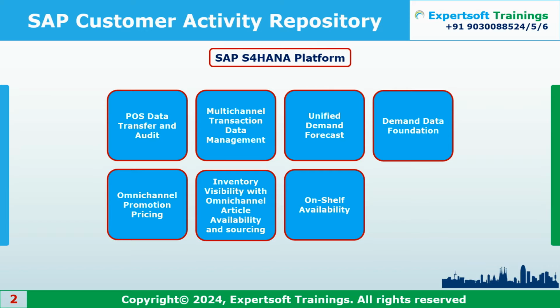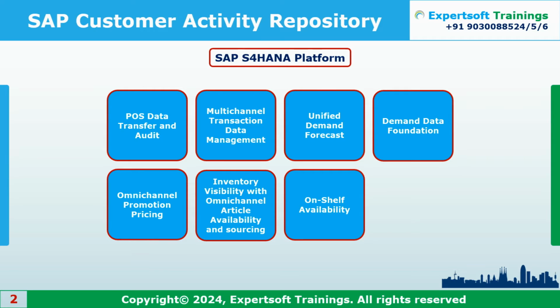In addition to forecast, there is another thing called promotion, omnichannel promotion pricing, and PMR, the promotion management. Because we have this non-aggregated data, we can also utilize it to carry out promotions, like what kind of offers we will create. So that also can happen within CAR.